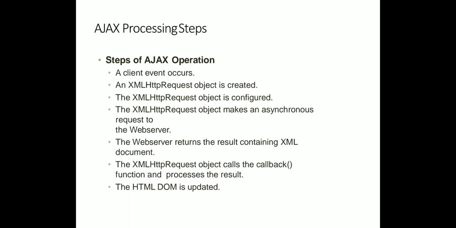The XML HTTP request object makes an asynchronous request to the web server. Then the web server returns the resulting result containing an XML document. The XML HTTP request object calls the callback function. That means the request was sent, the database was checked, and you have got the particular data, and that data is at the callback function. Okay, and now you are ready to present the output. So these are the simple steps of your Ajax working.